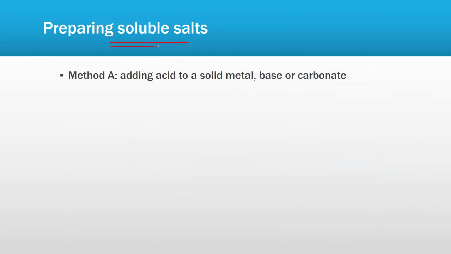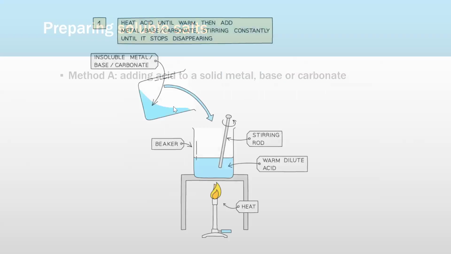Soluble salts. So method A would be adding an acid to a solid metal, base or carbonate. This is your very first step of preparing a soluble salt. This is method number A that we will study. We are preparing what? Soluble salts. For soluble salts, we have to add acid to a solid metal, base or a carbonate.